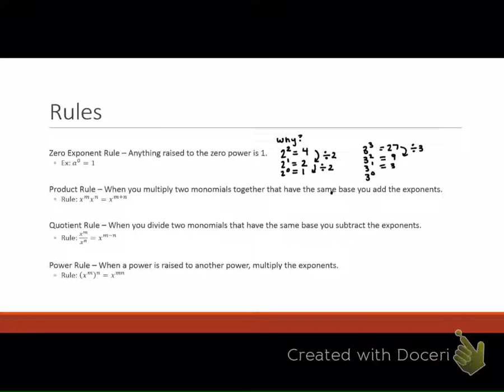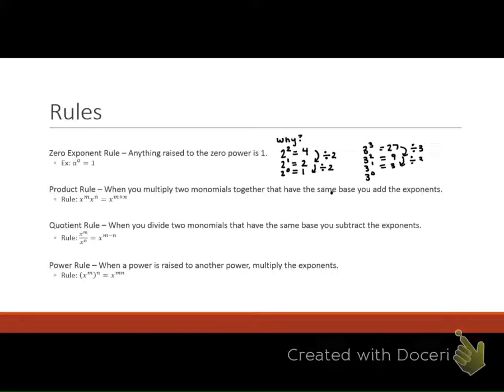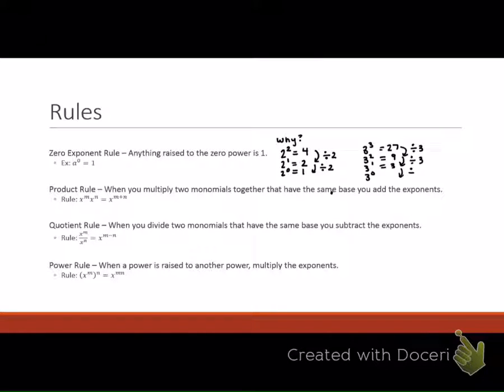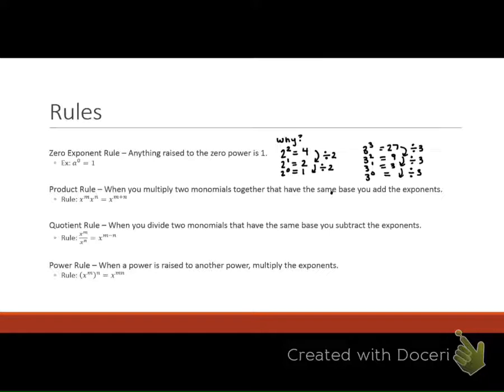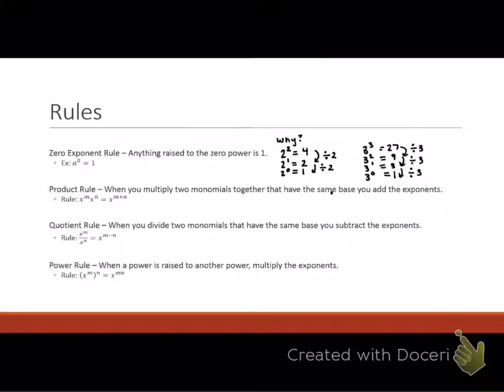27 divided by 3 is 9. 9 divided by 3 is 3. And what's 3 divided by 3? 1. So you guys need to realize that this is something you need to know. Anything to the 0 power is always going to be 1. And that's kind of why that is.